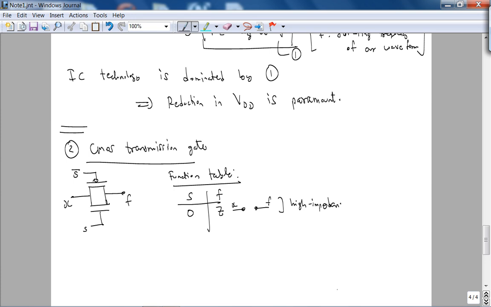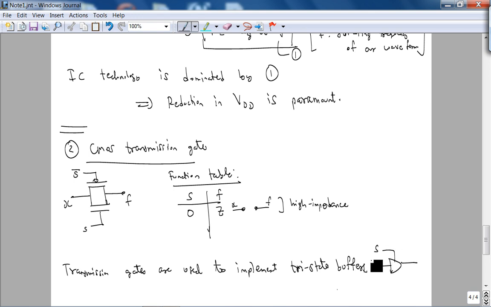And again, like I mentioned, transmission gates are used to implement tri-state buffers. So let me write that down here. Transmission gates are used to implement tri-state buffers, okay? So here is a symbol for a tri-state buffer.